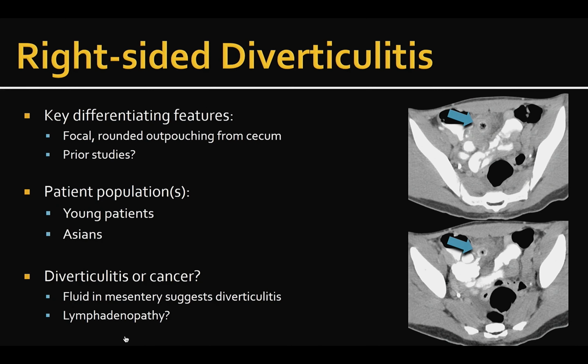This has a tendency to happen more commonly on the right side in young patients or in Asian patients. And in older patients, you might find it difficult to distinguish between diverticulitis and cancer. The surrounding inflammation and fluid in the mesentery might point you more towards diverticulitis, whereas lymphadenopathy would really make you invoke the possibility of a colon cancer.